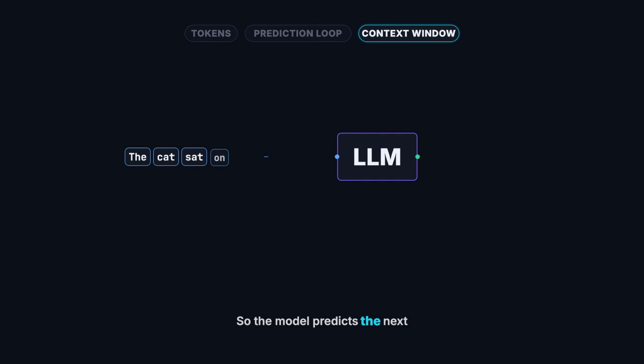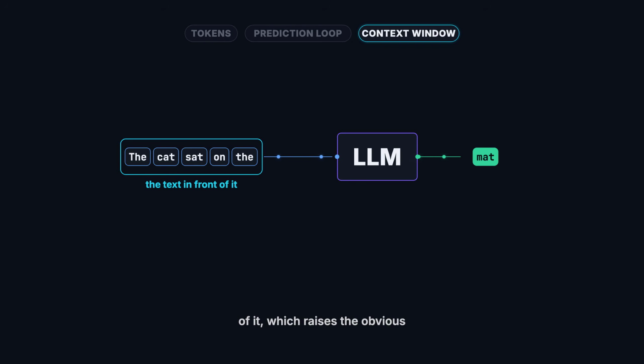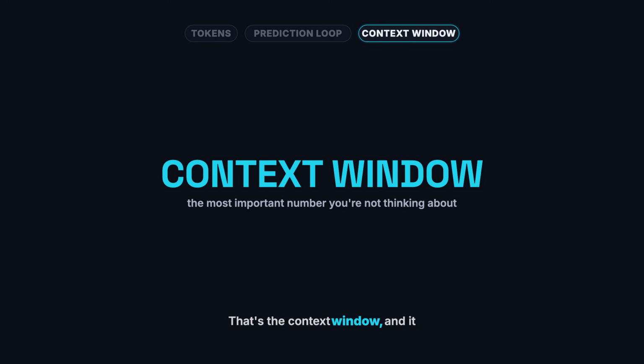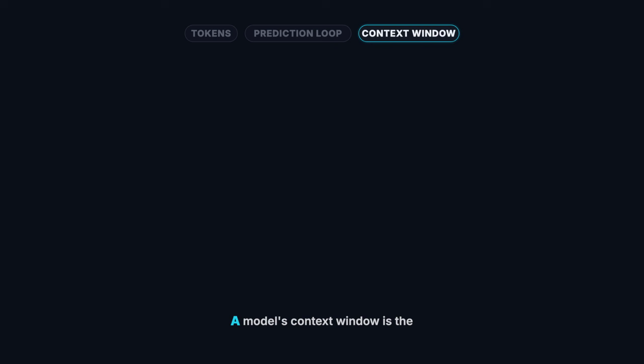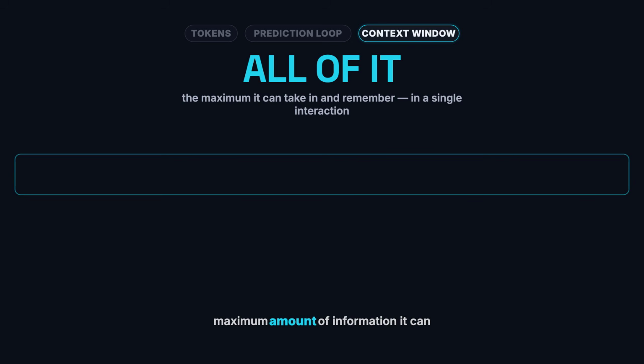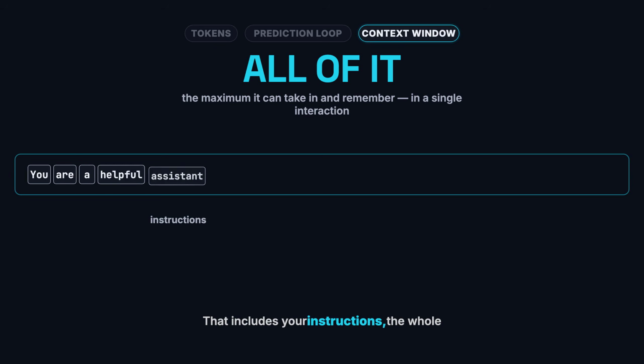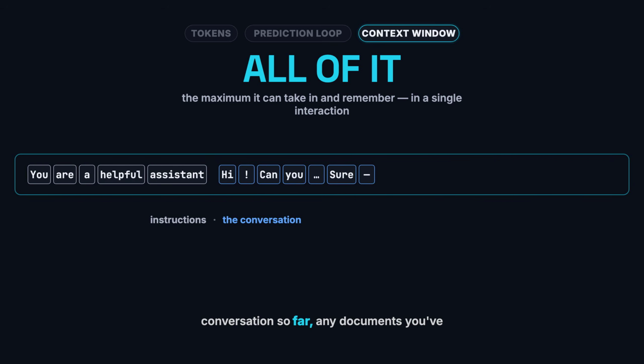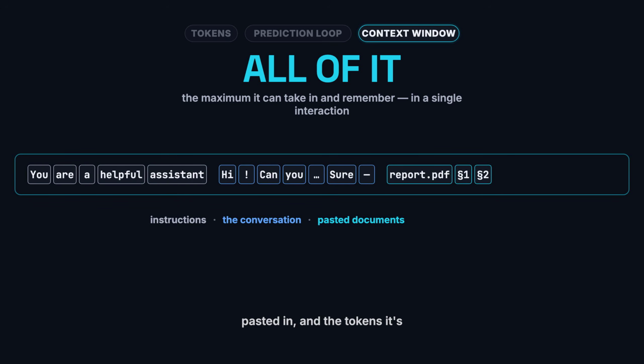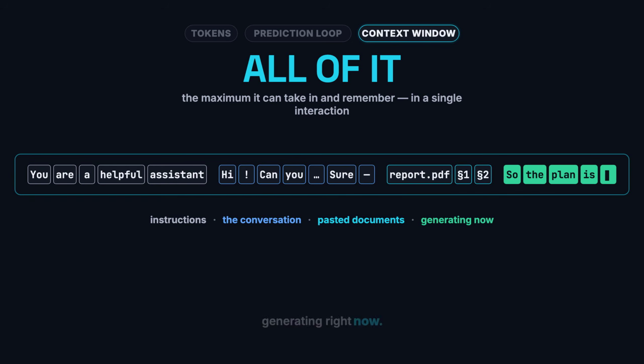So the model predicts the next token from the text in front of it, which raises the obvious question. What exactly counts as in front of it? That's the context window, and it might be the most important number you're not thinking about. A model's context window is the maximum amount of information it can take in and remember within a single interaction. That includes your instructions, the whole conversation so far, any documents you've pasted in, and the tokens it's generating right now. All of it, measured in tokens.